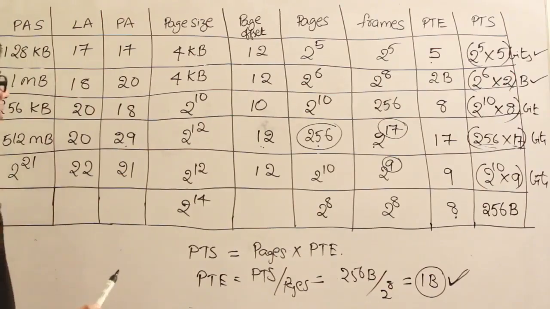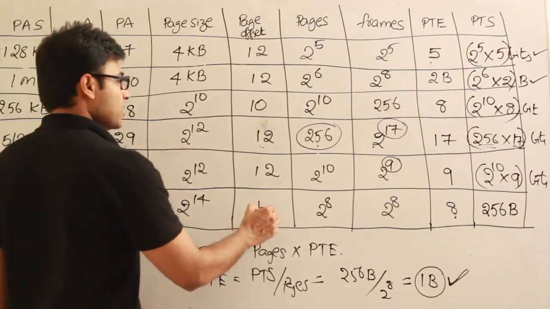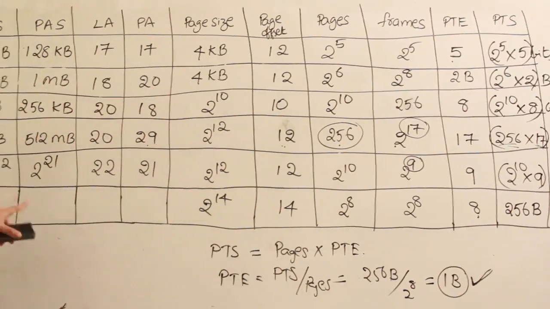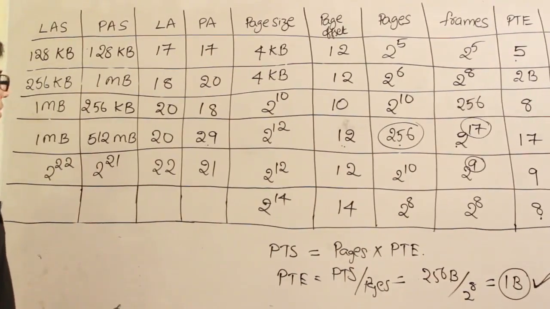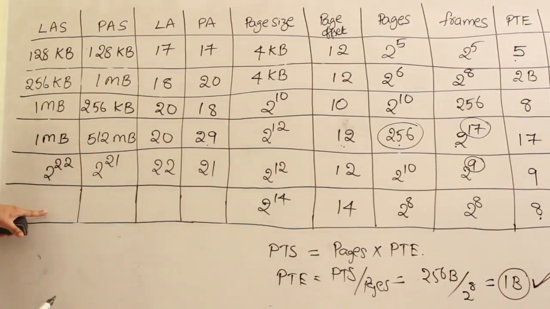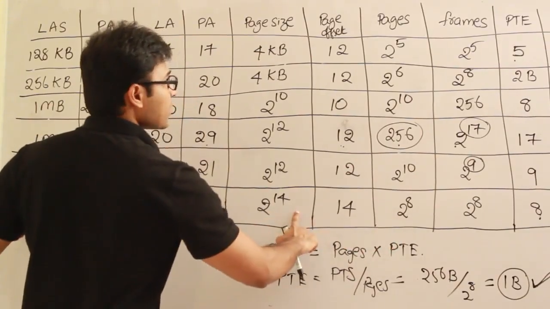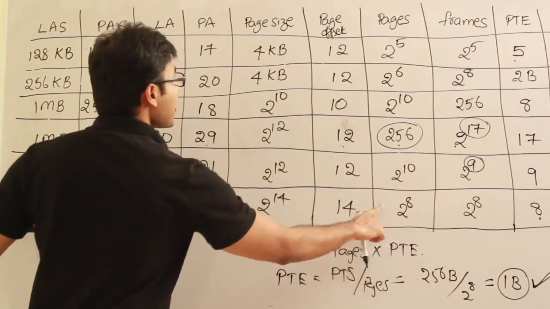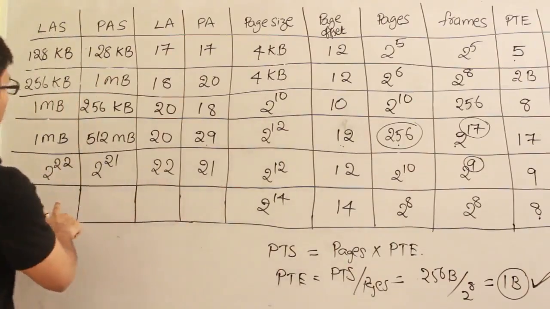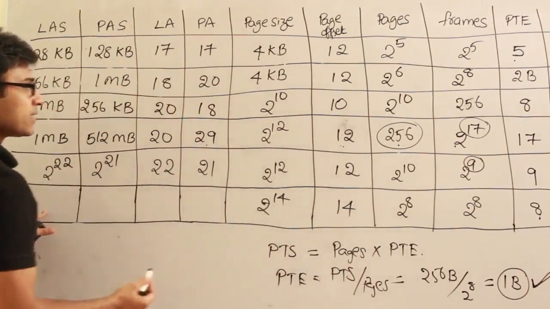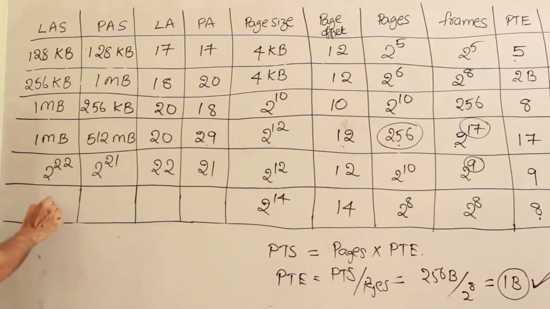Okay. Now, what about the page offset? Since the page size is 2 power 14, then the page offset has to be obviously 14. Fine. And now you can fill all the others, right? How can you fill the others? Logical address space is nothing but number of pages into page size, right? So number of pages is 2 power 8 and page size is 2 power 14. Therefore, what will be the logical address space? You multiply these two. If I multiply these two, what do I get? I think 2 power 22.